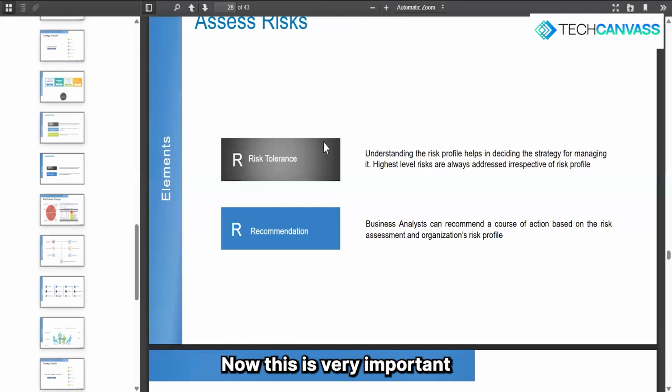Now, this is very important: risk tolerance. Risk tolerance means how much risk you are willing to take. That is the risk tolerance level. It's also known as attitude towards risk. So it can be high, it can be low, it can be medium also.